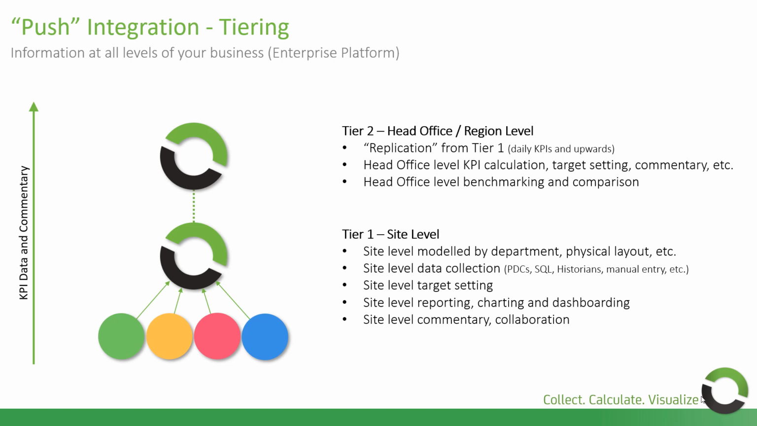But in addition to this, we also have the ability to do template management. So you can create your KPI templates at the tier 2 level, lock it down, and push it down to all of your sites. So what does that do? Well, first of all, it allows you to rapidly roll out KPI templates, reporting templates across all of your sites. And secondly, it allows for standardization.